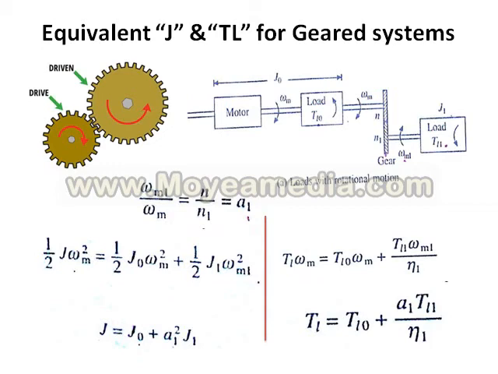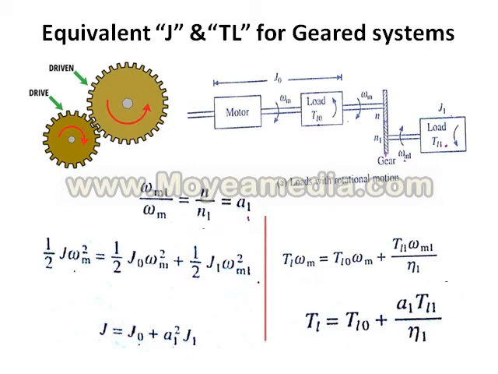So the block diagram of that system is also shown here. A motor having a directly connected load torque component TL0 and another load TL1 connected through gears. Small n is the number of teeth in the motor drive gear, and N1 is the number of teeth in the load gear. The ratio omega m1 by omega m will give you the inverse ratio of the number of teeth, which is A1.